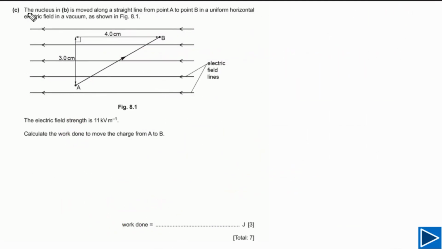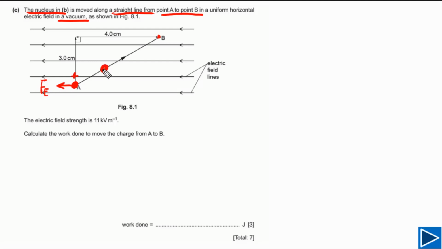For part C, it is given to us that the nucleus in part B is moved along a straight line from point A to point B. Meaning it is moved from point A to point B along this straight line in a uniform horizontal electric field in a vacuum. Vacuum simply means that we do not need to consider air resistance. Now if you look at the force acting on this nucleus at this point, and this nucleus is positively charged, so the direction of force is in the direction of the electric field, so the electric force will be acting in this direction.